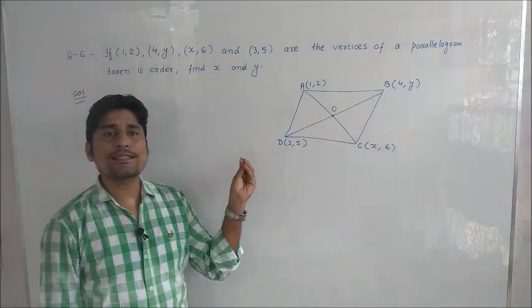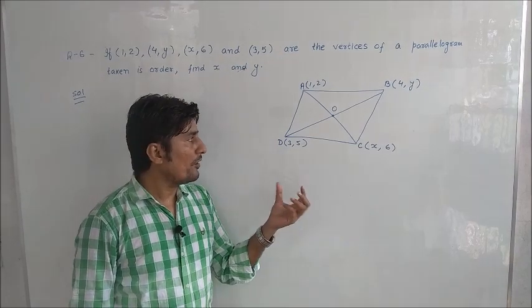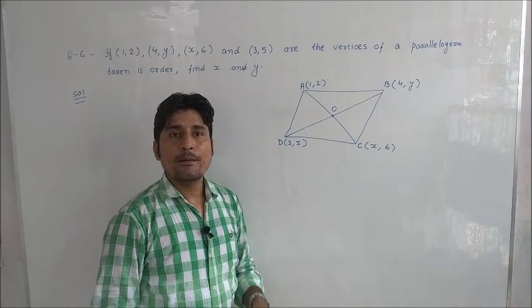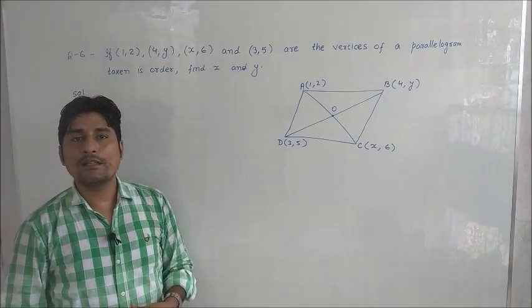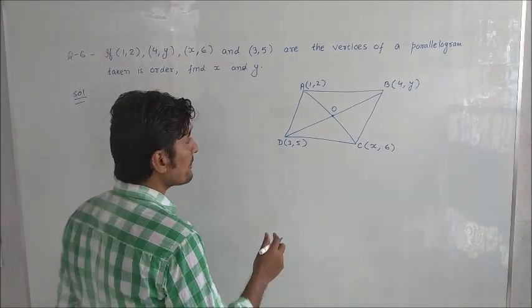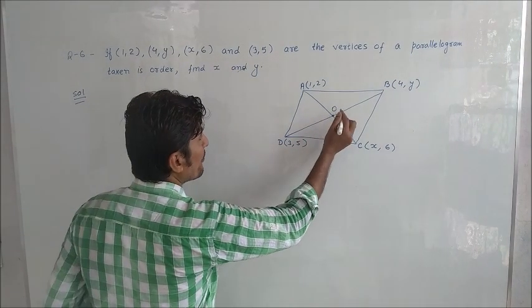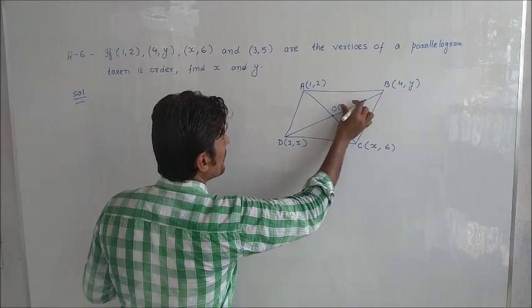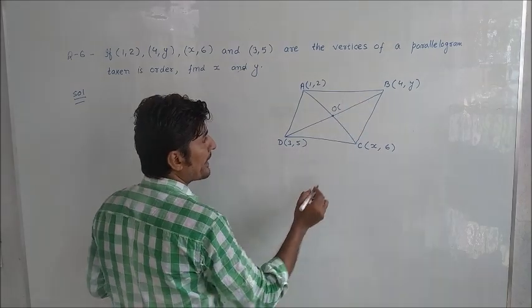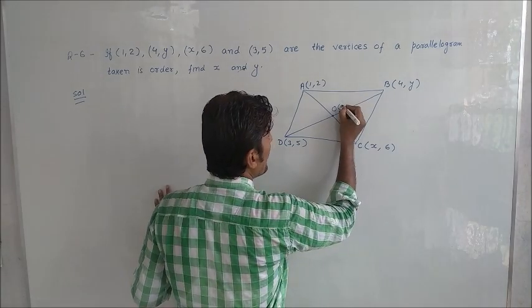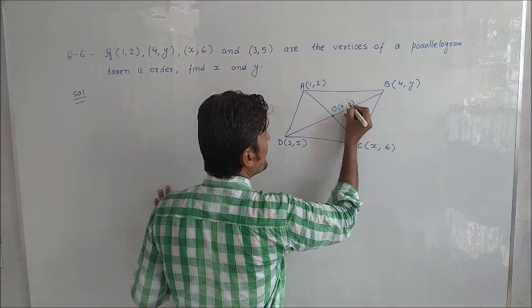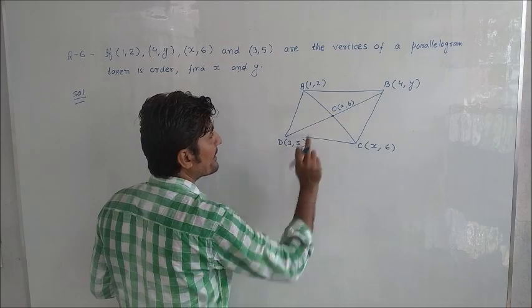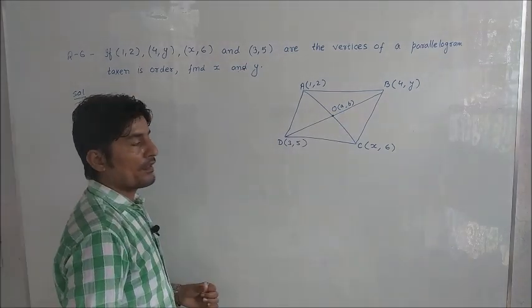So here we have to use the same property. First of all, we are going to find the coordinates of this point by using the midpoint formula. So let us see the coordinates. Suppose the coordinates of this point O are x, y. No, x and y are already given, so here we can take other variables. Suppose I have taken a and b. So here the coordinates of this point O are (a, b).